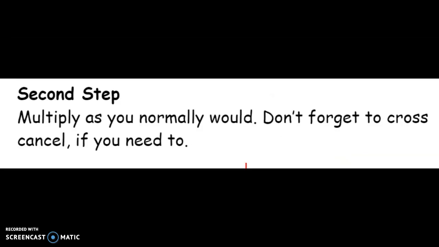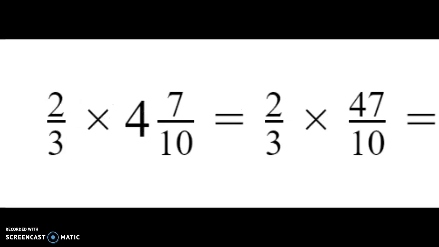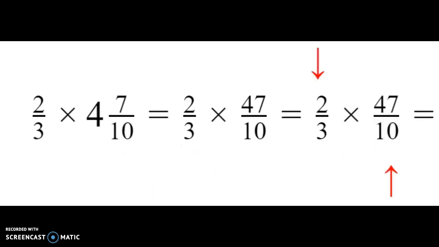For the second step, we're ready to multiply as we normally would, not forgetting to cross cancel. In the first example, we didn't need to cross cancel, but remember, you should always look because that will save you from having to reduce too much at the end with big numbers. This is where we were when we left off with the first step. We took 2/3 and carried it over. We changed 4 and 7/10 into 47/10. What's next? Let's take a look.